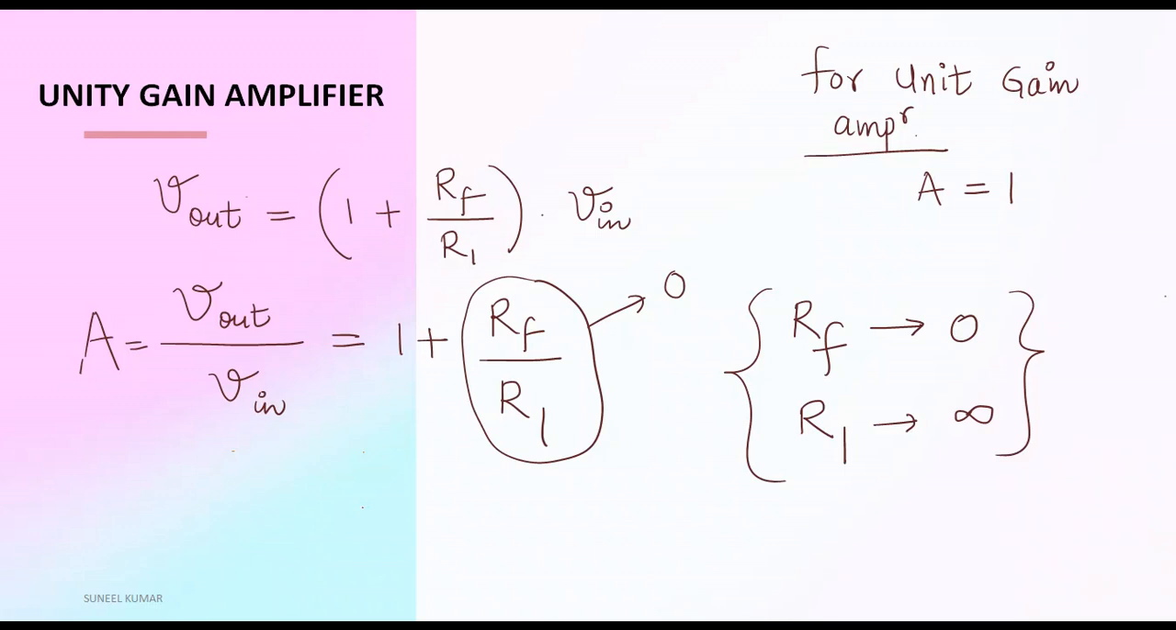0 means short circuit. What does it mean? Short circuit means a simple wire. And what is the meaning of infinite? Infinite means open circuit, means current 0. Current 0 means open circuit. So we are going to build in these two conditions for making the unity gain amplifier.